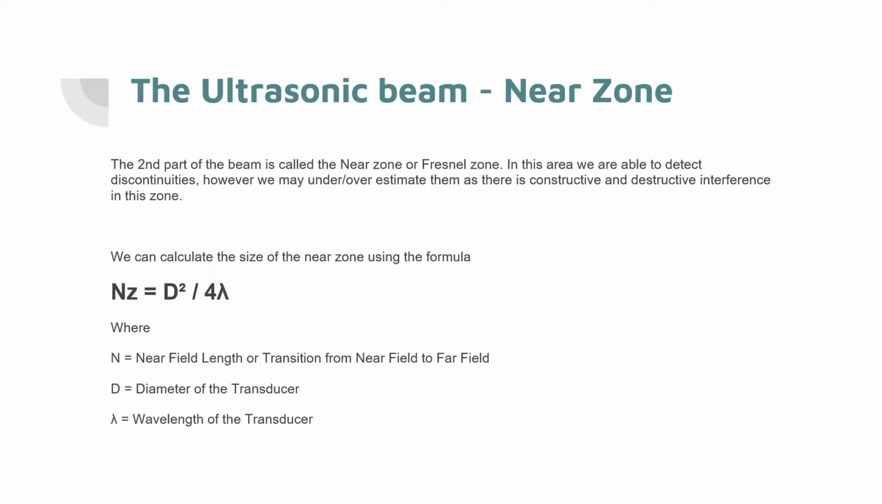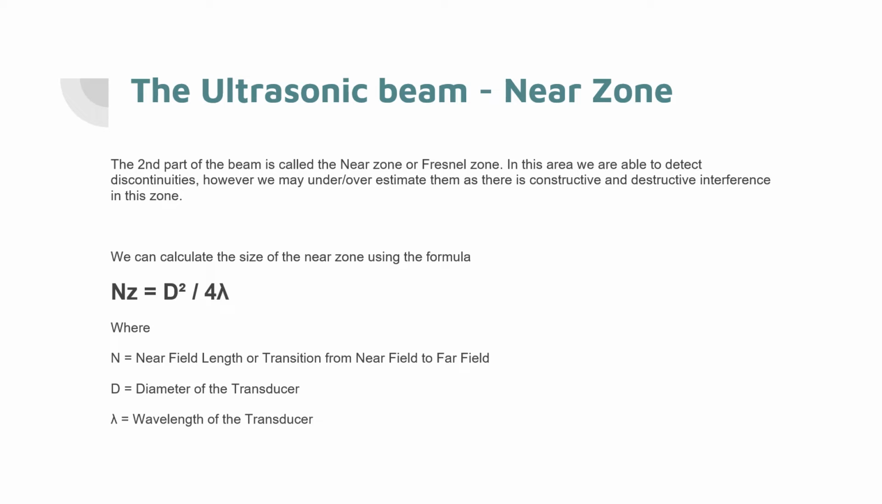So now we get to the fun stuff. The second part of the beam is called the near zone, or the Fresnel zone. And in this area, we will be able to detect discontinuities. However, we will likely over- or underestimate their size due to constructive and destructive interference in this zone.